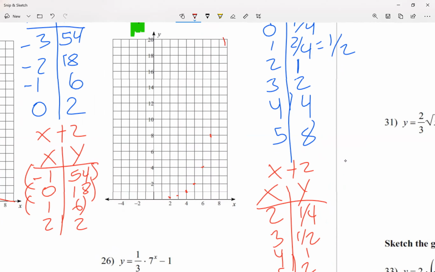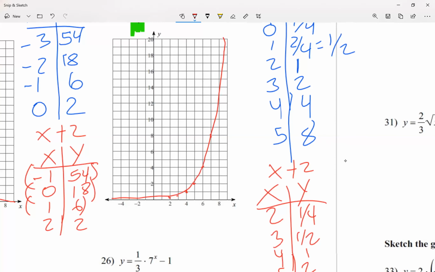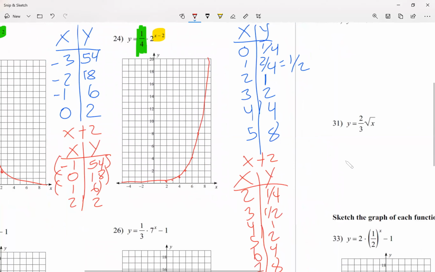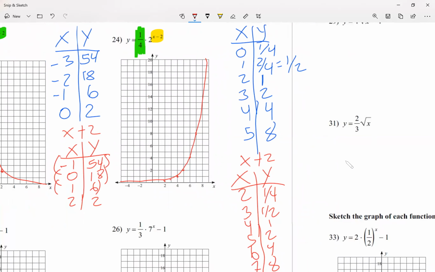That's going to look something like this. The base is more than 1, so it's a 2 in this case. The base is more than 1, I expected the graph to go up. And I shifted. I moved this 2 to the right.